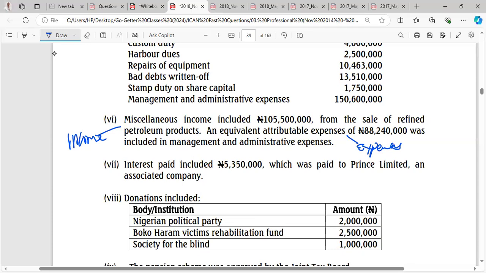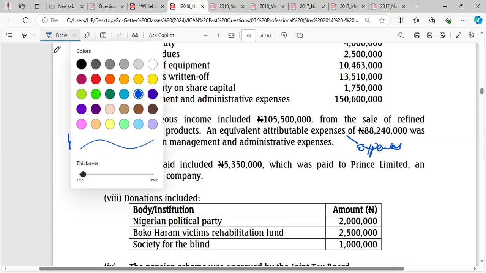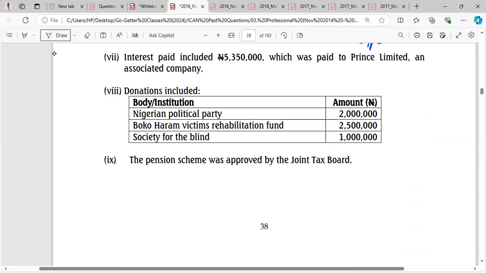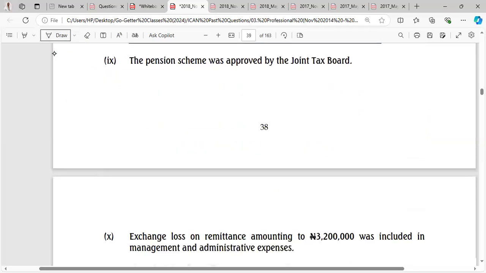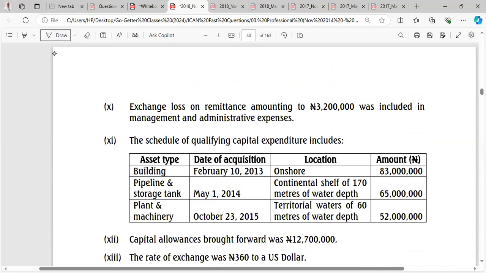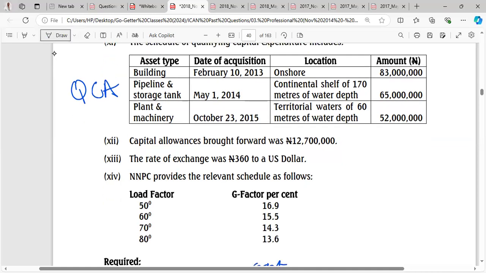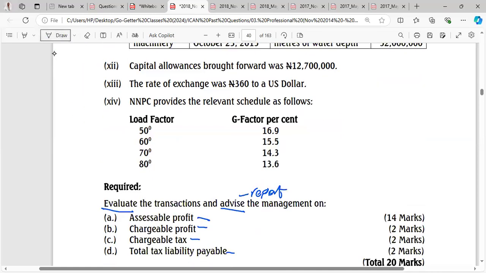Now, the rest are also expenses, expenses, expenses. Then this is qualifying capital expenditure. Okay, then all of this here is for gas.